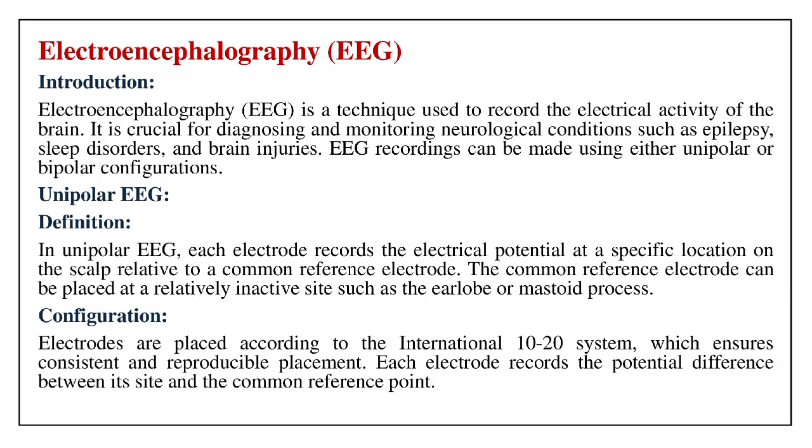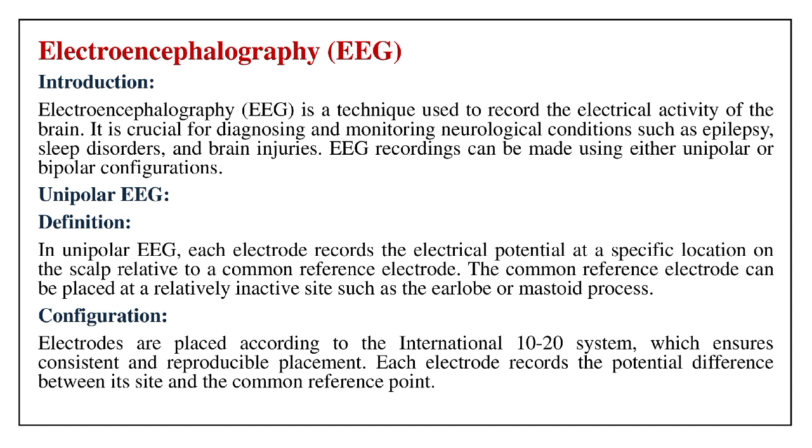Electroencephalography (EEG). Introduction. Electroencephalography (EEG) is a technique used to record the electrical activity of the brain. It is crucial for diagnosing and monitoring neurological conditions such as epilepsy, sleep disorders, and brain injuries. EEG recordings can be made using either unipolar or bipolar configurations.